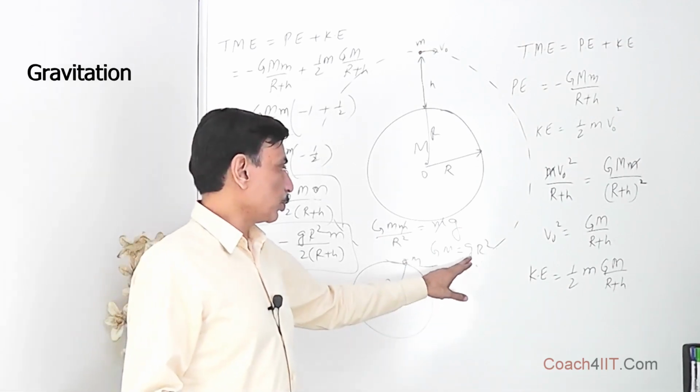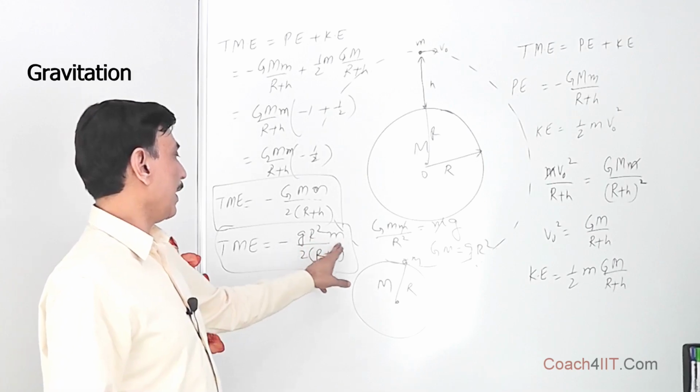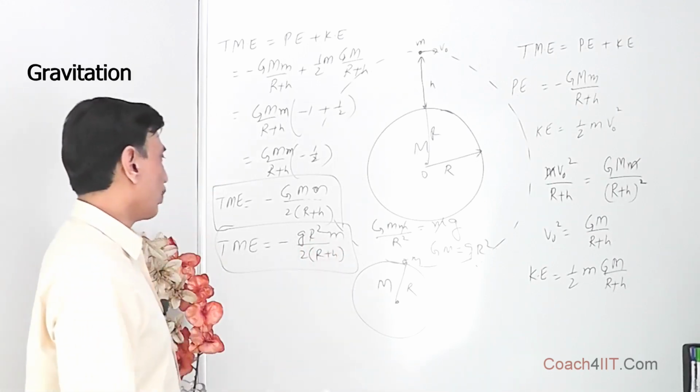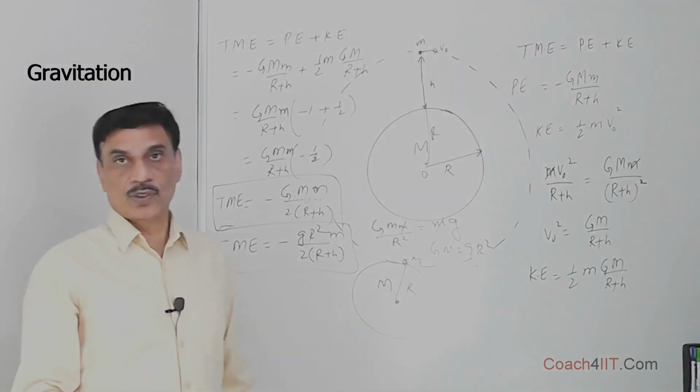We can substitute GM is equal to gR square over here, so this comes out to be minus gR square m upon 2 times R plus h. So whether we write the total mechanical energy of the satellite in this form or in this form, that is one and the same thing.